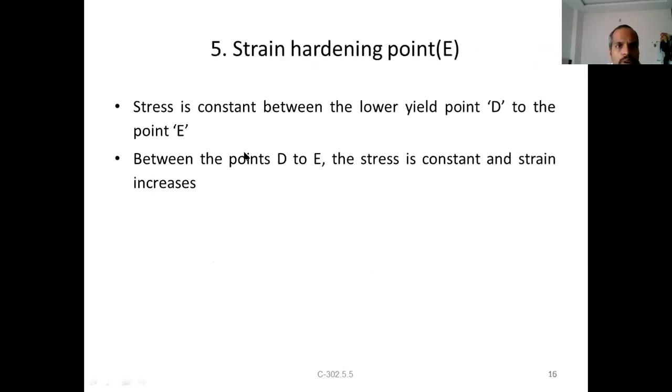Next is the strain hardening point. The stress is constant between the lower yield point D and the point E. Up to a certain extent, the stress will be constant, but the strain increases.